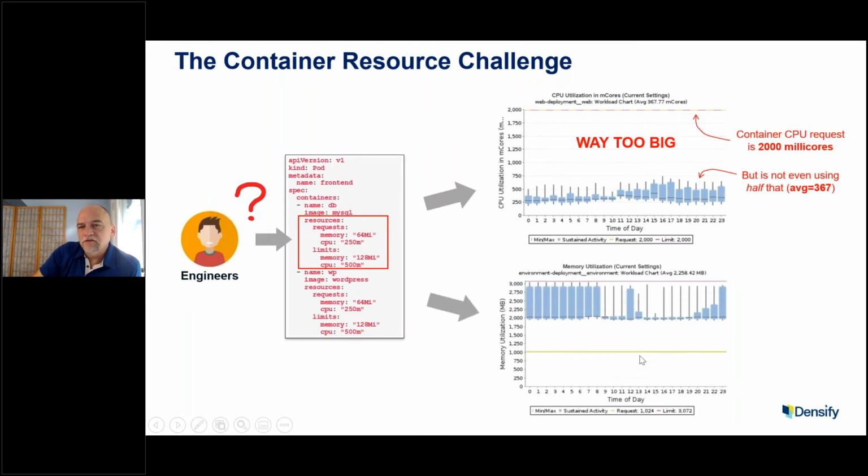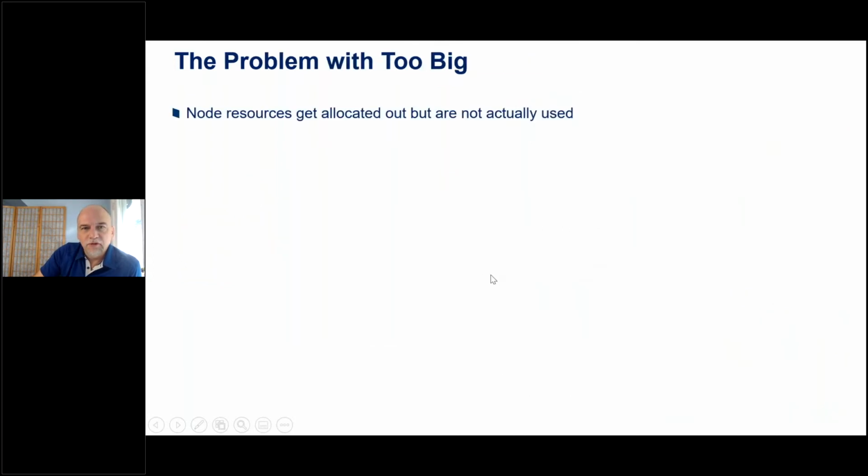Here's another case. It could even be the same container. Here's memory, where we're asking for a gigabyte of memory and it's using upwards of 3. This is very common. We see this happening in all directions. Too big, too small. I'll talk about not being set at all in a second, but just to talk about the implications of this.